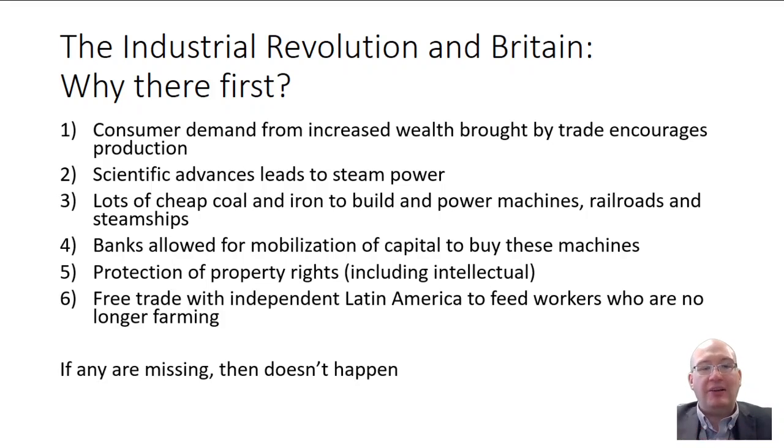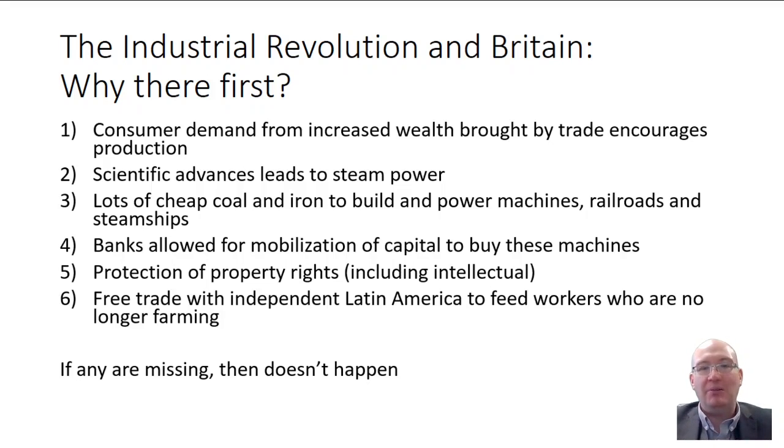Now, here's the thing I have to stress. If any of these things are missing, this doesn't happen. That's what I mean. You can't just plan an industrial revolution. If there weren't cheap coal and iron, if you didn't have banks, if you didn't have the machines, none of this would happen. If you couldn't feed the workers. It was all these different factors together, working together organically, that led to the natural outgrowth of the Industrial Revolution.